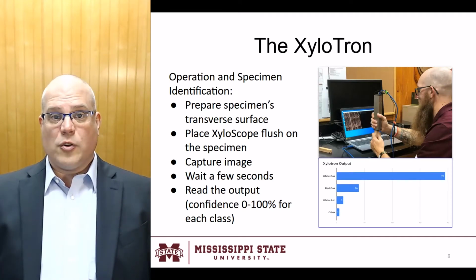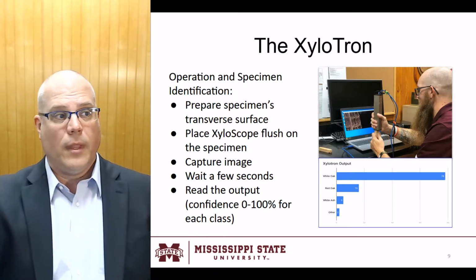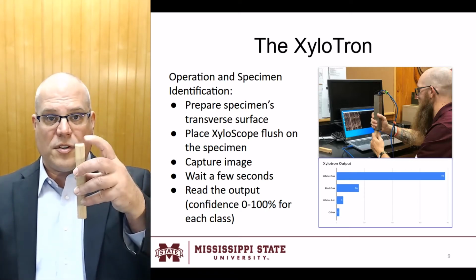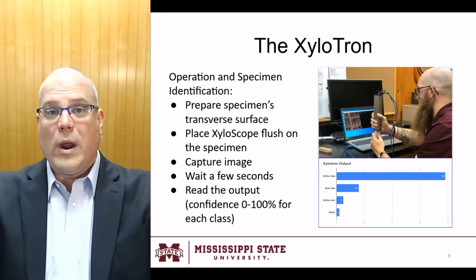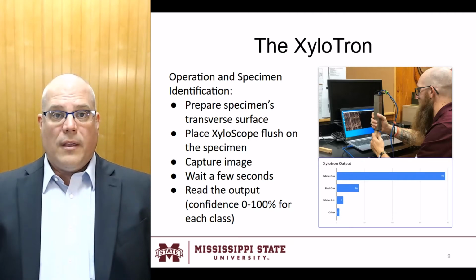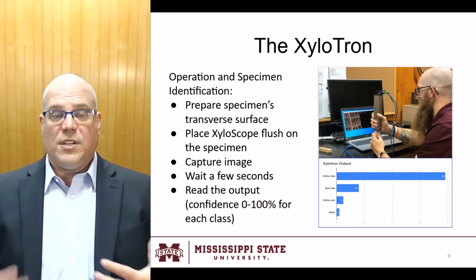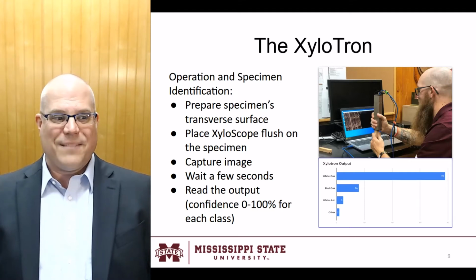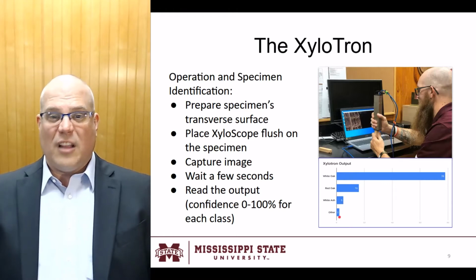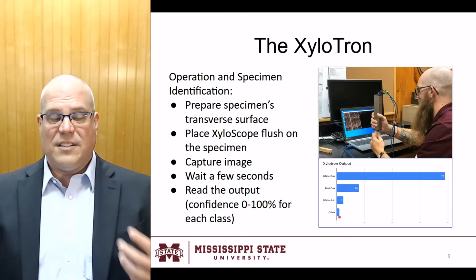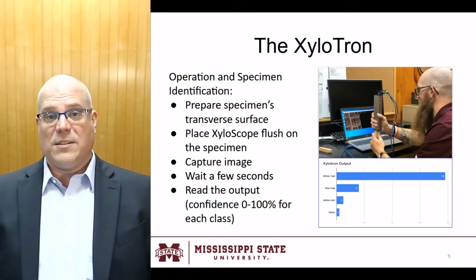Once you've trained the XyloTron, how do you use it to identify a specimen? Well, first you prepare the specimen's transverse surface, then you place the xyloscope flush on the specimen, capture an image, wait a few seconds, and then read the output. The output is expressed as a confidence from 0 to 100% for each class. As you can see here in this output, it's 78% confident that it's white oak, 16% confident that it's red oak, 5% confident that it's white ash, and then it lumps everything else into that other category and assigns it 2%. It just so happens that this specimen was white oak, so the XyloTron's top prediction was correct.